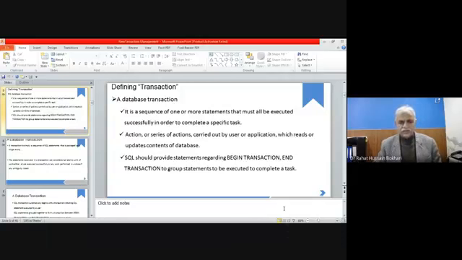SQL may provide some statements, begin transaction and end transaction, in order to group those actions in a single unit. It depends upon the software you are using, which may help you to go for such begin transaction and end transaction statements.